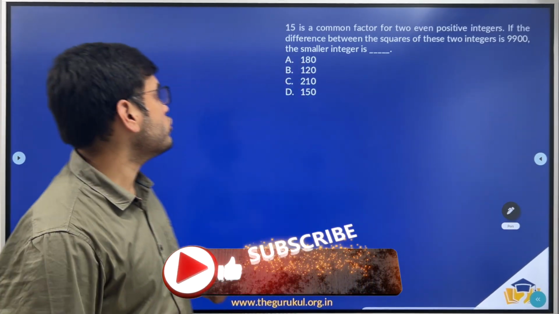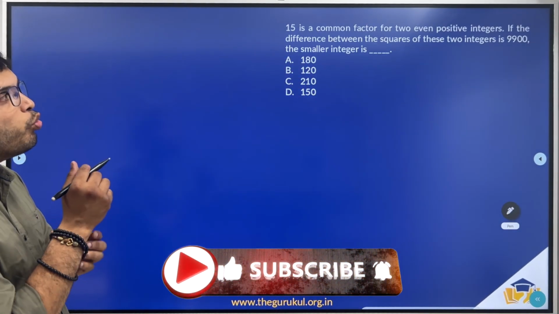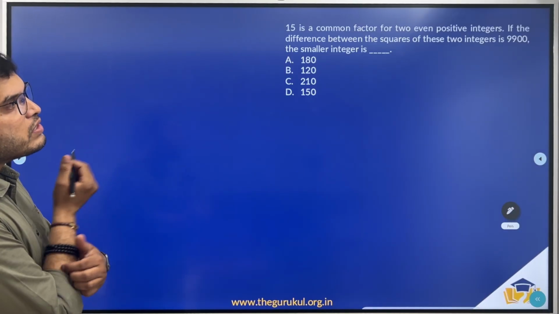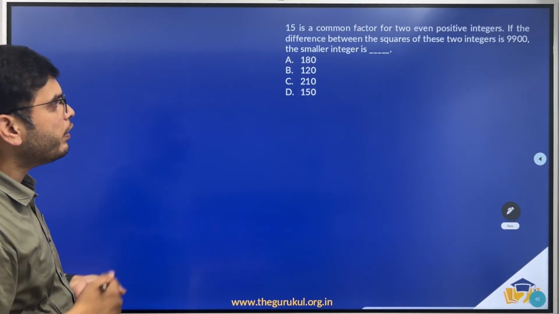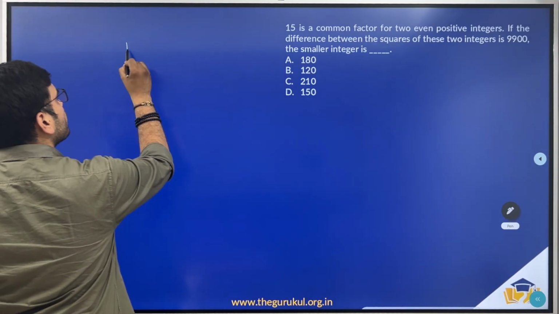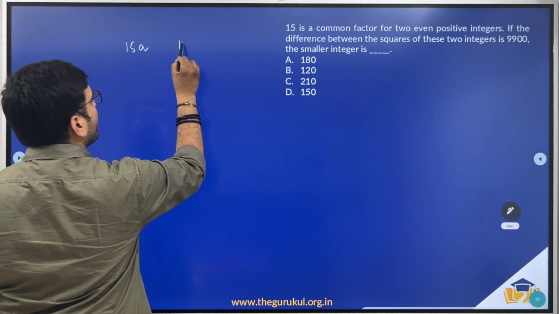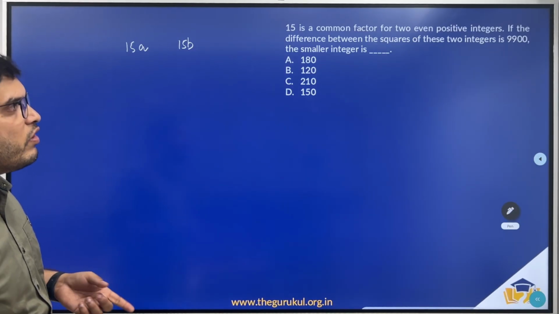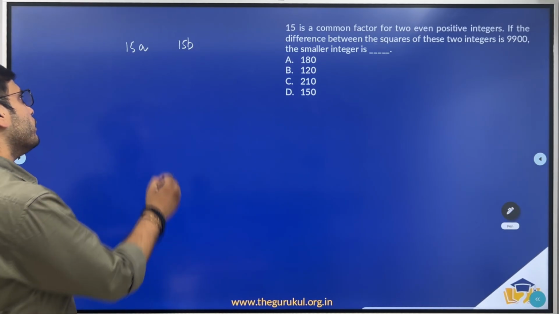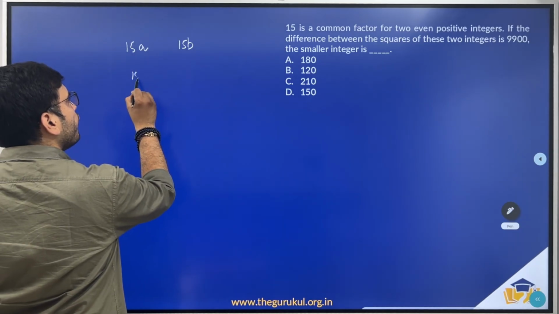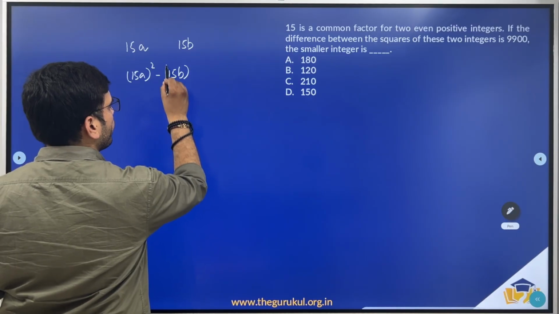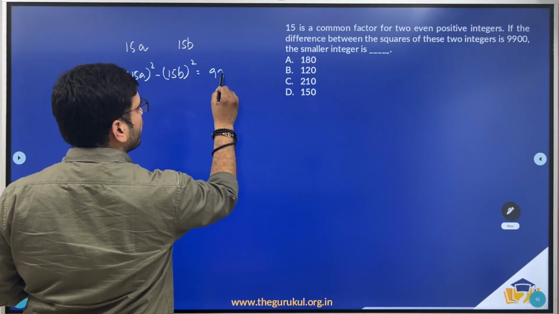Now coming to the last question, 15 is a common factor for two even positive integers. If the difference between the squares of these two integers is 9900, the smaller integer is. Now let me consider one number as 15a and the other as 15b. Now the difference between the squares of these two integers is 9900. So 15a whole square minus 15b whole square is 9900.